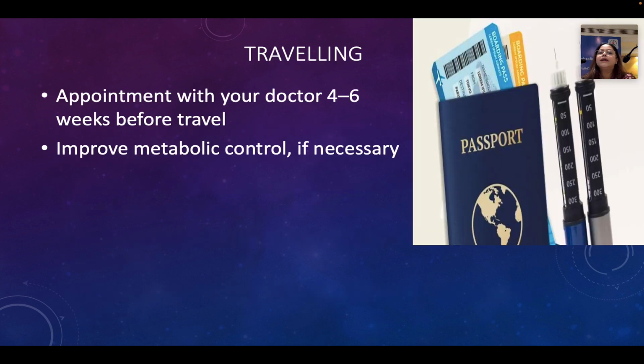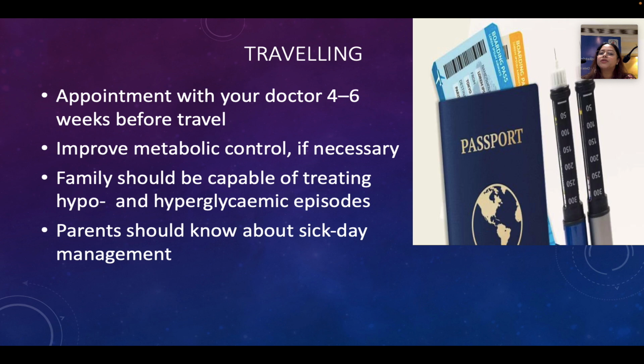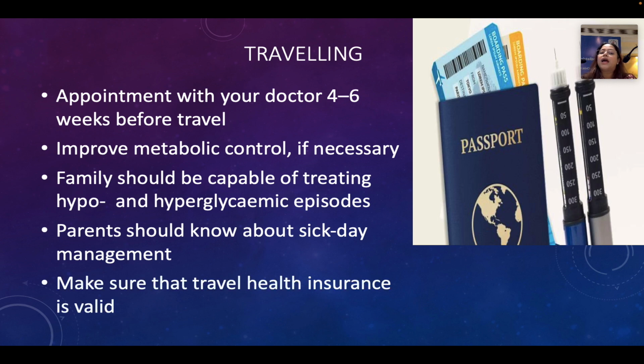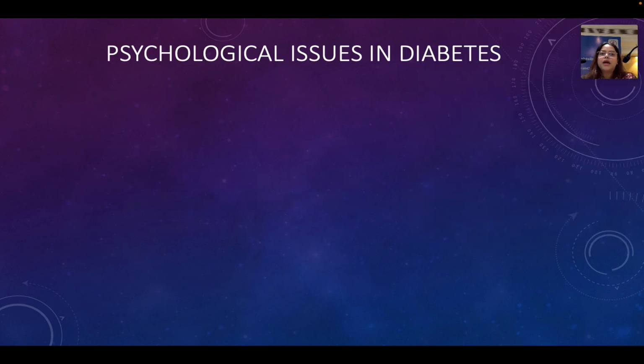Now, traveling. It is very, very important that before traveling they meet their doctor and improve metabolic control, and they should be capable of treating hypo and hyperglycemic episodes, and they should know about sick day management, and they should have a travel health insurance which is valid, and should carry all the things: insulins, blood sugar monitor, ketone sticks, glucagon, and everything which is required should be taken by them.